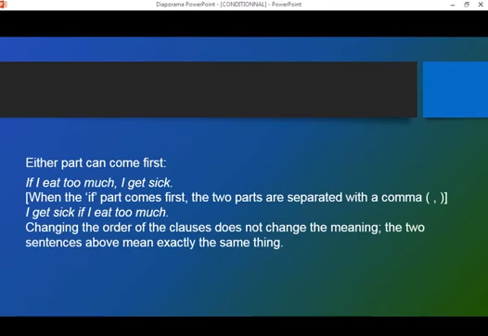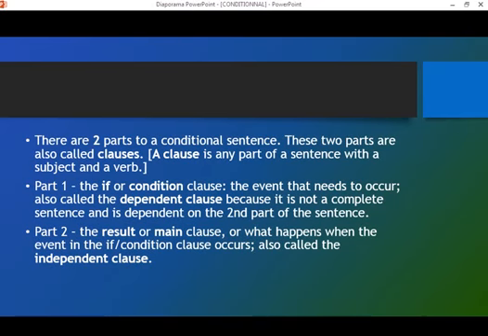As we know, there are two parts of conditional sentences. These two parts are also called clauses. What is a clause? A clause is any part of a sentence with a subject and a verb. The part 1, the if or condition clause, is the event that needs to occur, also called the dependent clause. Why? Because it is not a complete sentence and is dependent on the second part of the sentence.